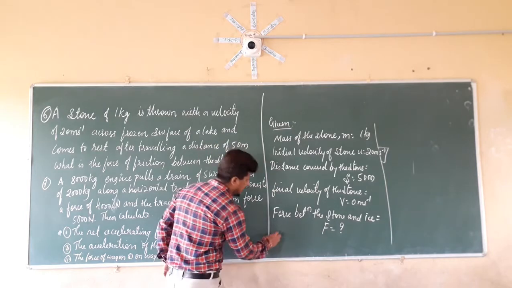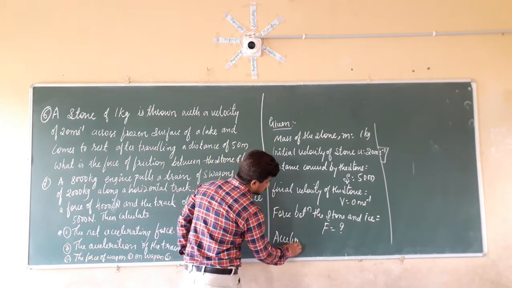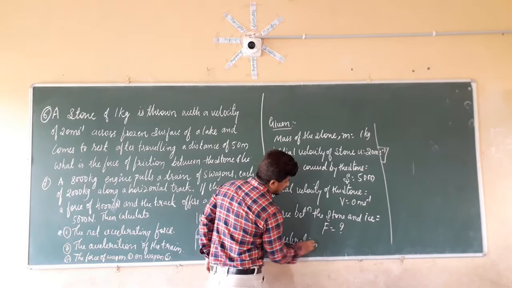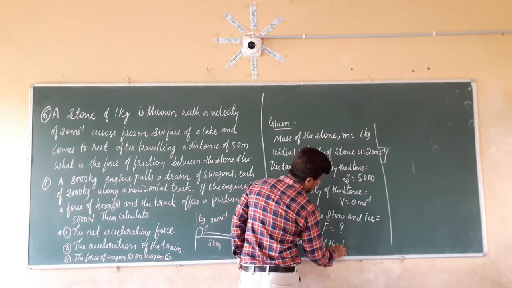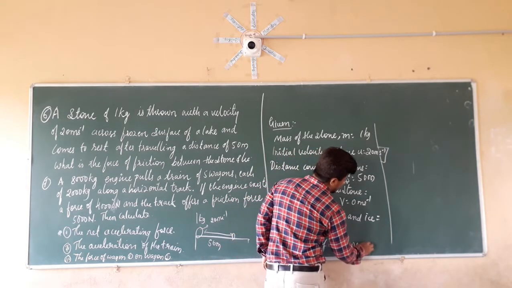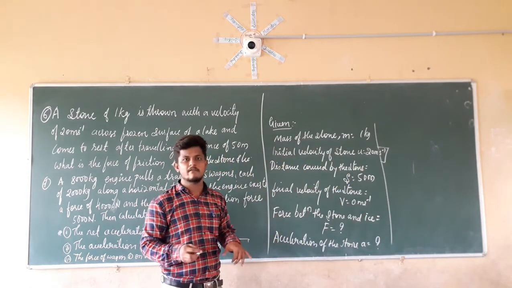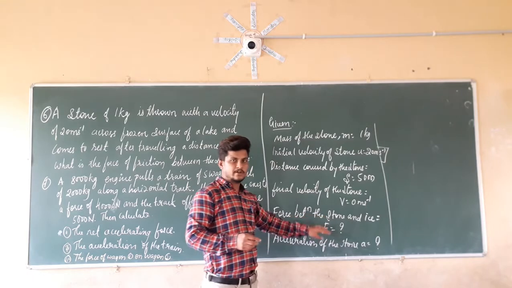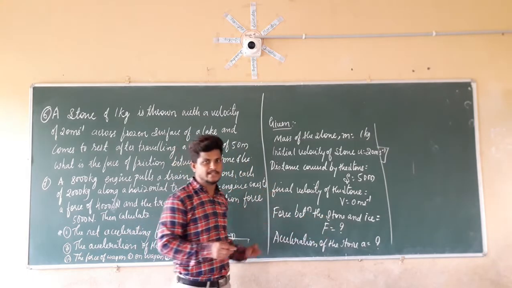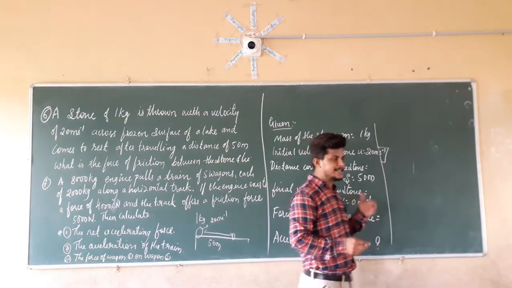For that reason, the acceleration of the stone, which is a, is equal to question mark. We don't know that value. For that reason, I will calculate that value first. Since F is equal to ma, acceleration is required here. So we are going to calculate the acceleration.